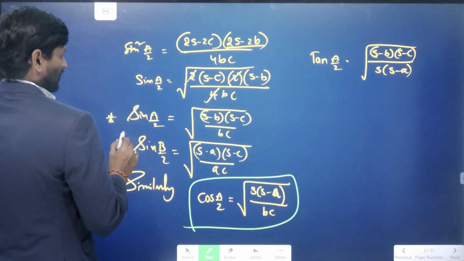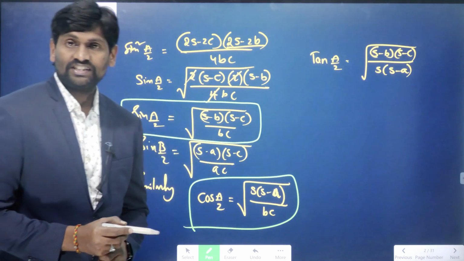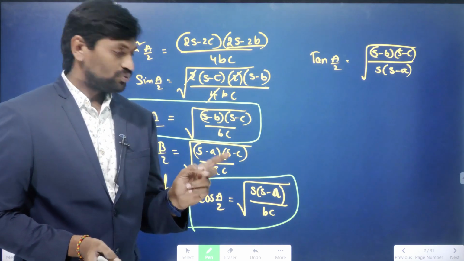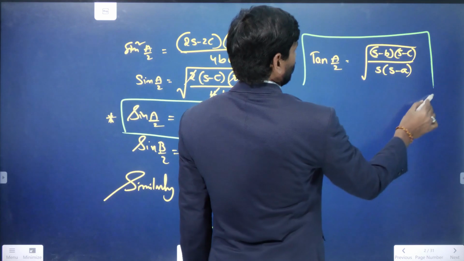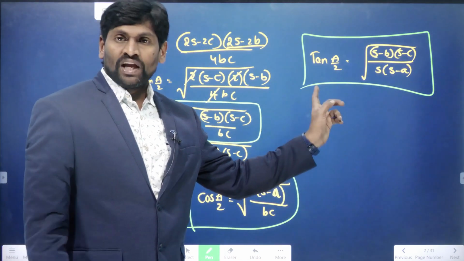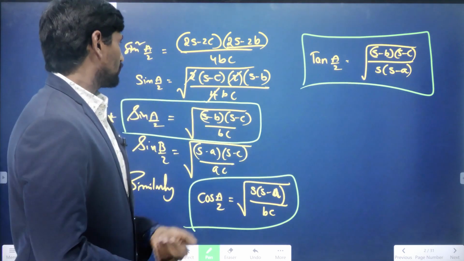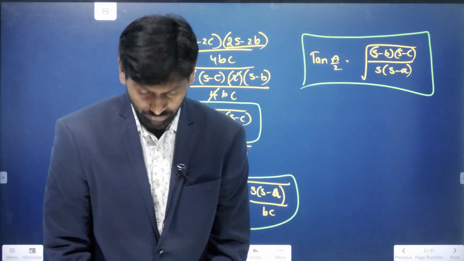So first formula is sin a by 2, root over s minus b into s minus c by bc. Cos a by 2 formula, root over s into s minus a by bc. And tan a by 2 formula, root over s minus b into s minus c by s into s minus a. Okay na? So these are the very important formulas. Then let us go to one more formula.